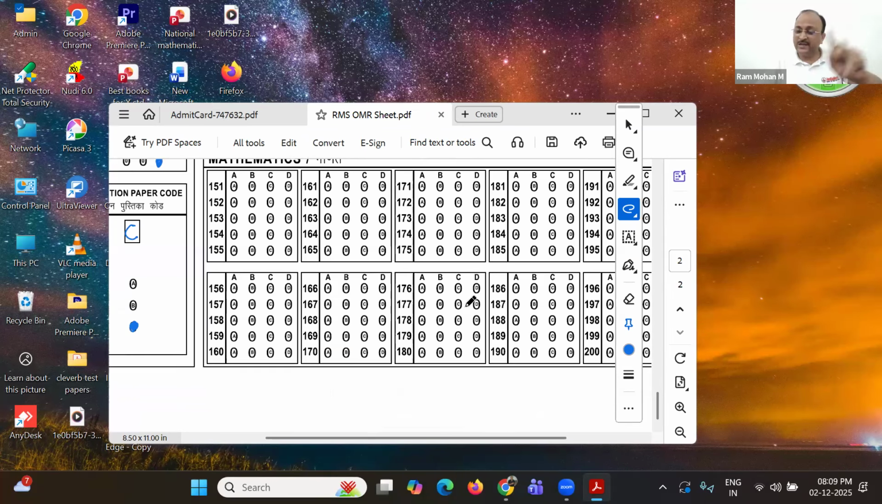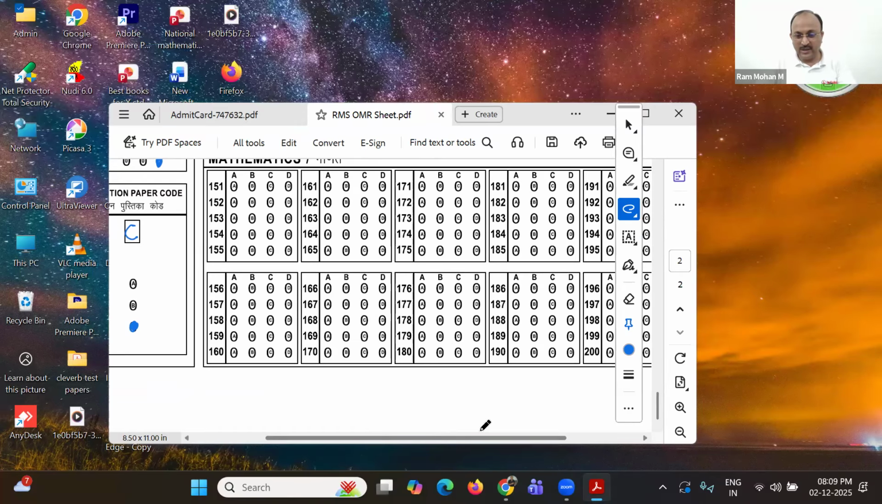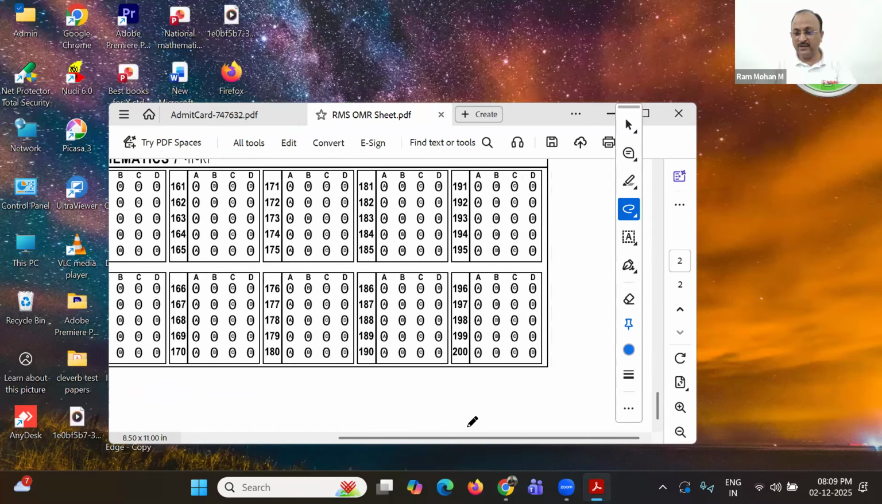Because all questions carry equal marks for RMS, you take all these answers and attempt everything together. At the end, when the invigilator says there are 20 minutes left, and you are left with more than 30 questions, what do you do? Some questions you glance at quickly and fill in.